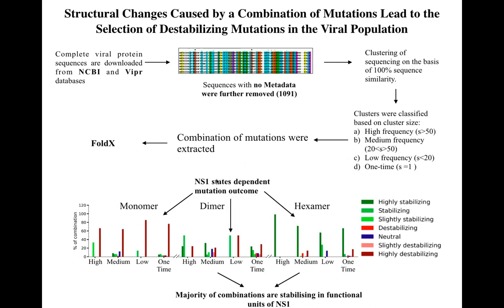Second, you can clearly see that there is an NS1 state-dependent mutational outcome, where the majority of the monomer mutations are destabilizing in nature, and they slowly and gradually turn into stabilizing in both dimer and hexamer. So this hinted toward why a destabilizing mutation can occur in the population.